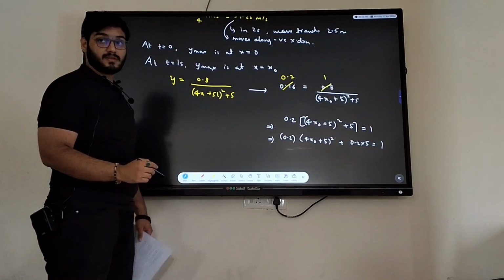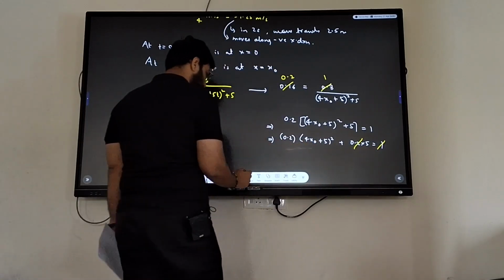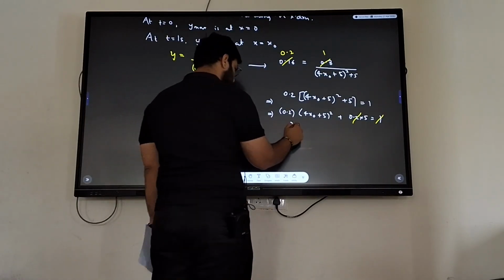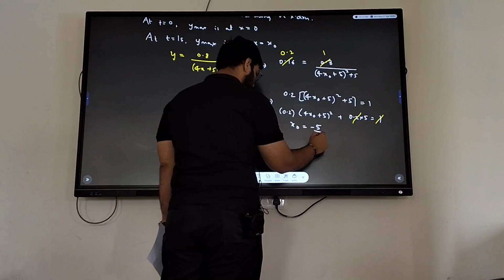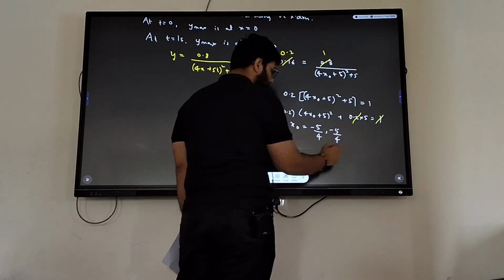So minus 5/4. You'll get roots as minus 5/4, repeated roots. Yes, sir. Both are the same. It will be minus 5/4 repeated roots.